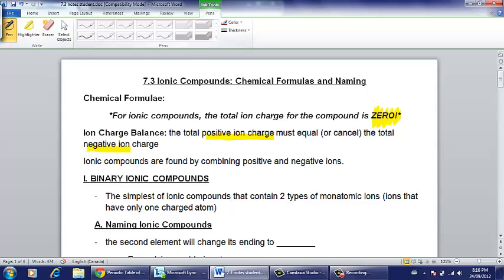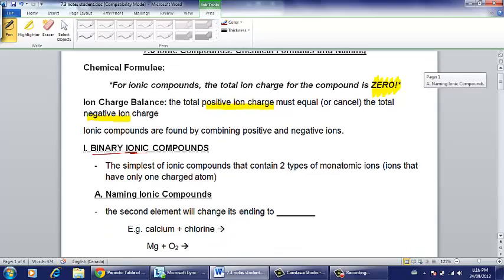You will learn to name and to write chemical formulas for ionic compounds. First, we will look at naming. There are different types of ionic compounds, and the naming works slightly differently for each type. We will look at the simplest type first. This is binary ionic compounds. This is the simplest type of ionic compounds and contains two types of monatomic ions. That means ions that only have one charged atom.